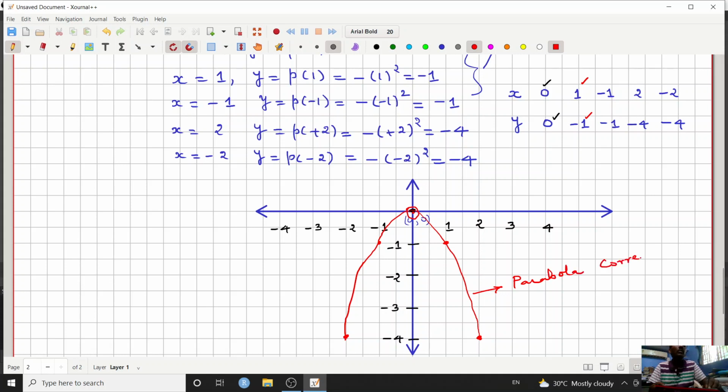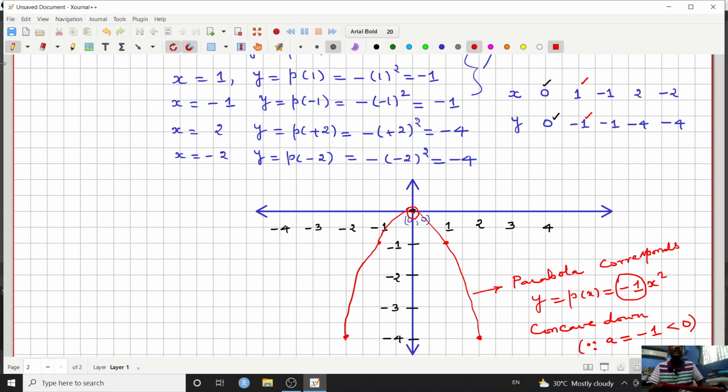This parabola corresponds to the quadratic polynomial y is equal to p of x, which is not x square, in fact it is minus x square, minus 1 times x square, concave down. Why is it concave down? Because the coefficient of x square is less than 0. The reason is that a, the coefficient of x square, is minus 1, which is less than 0.